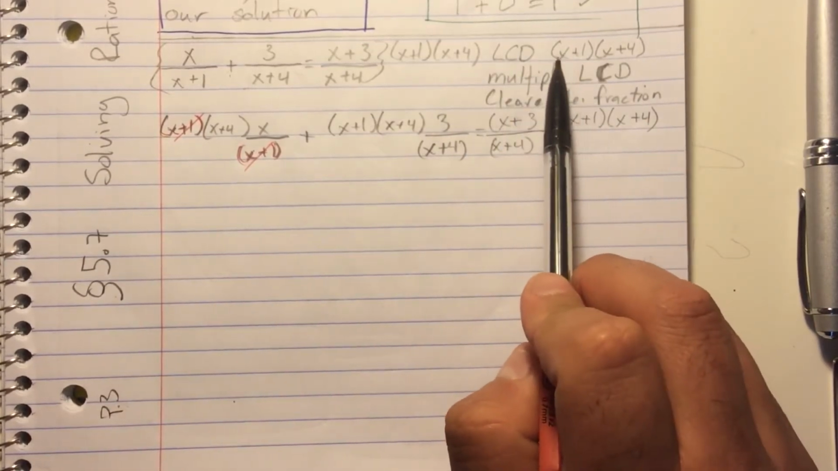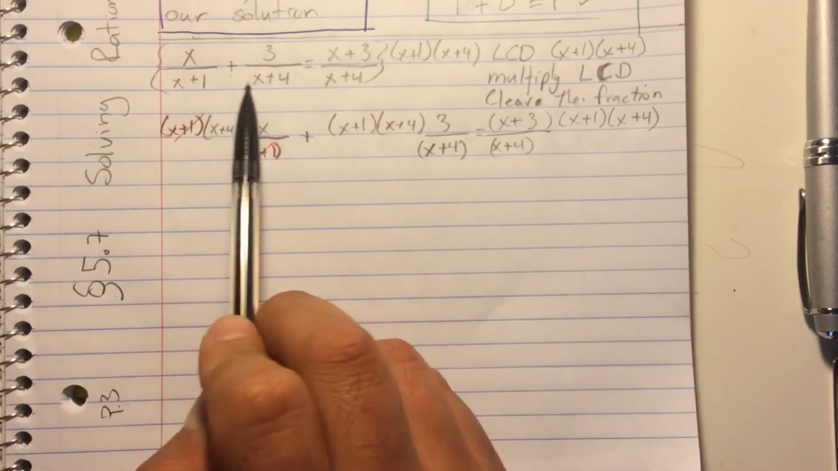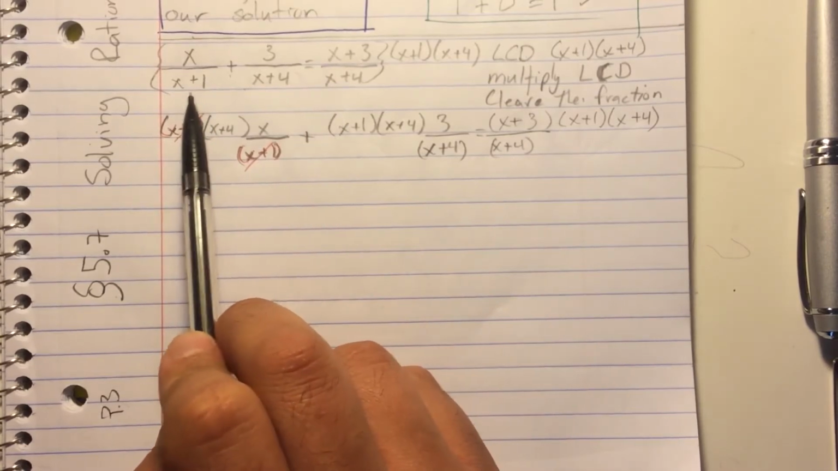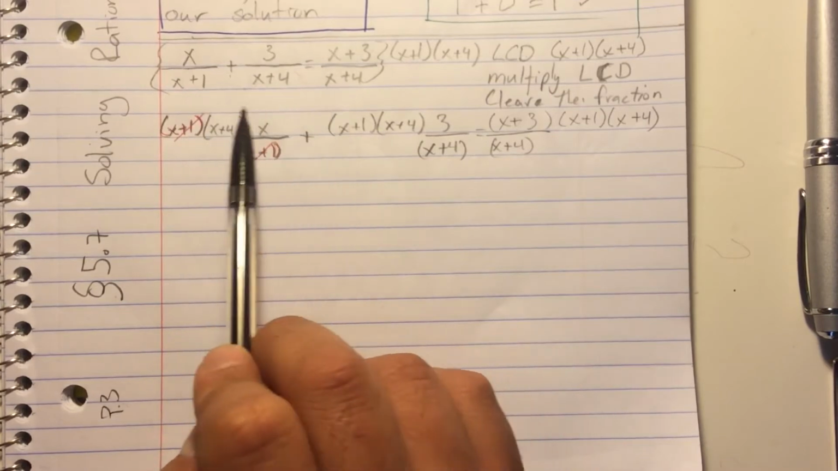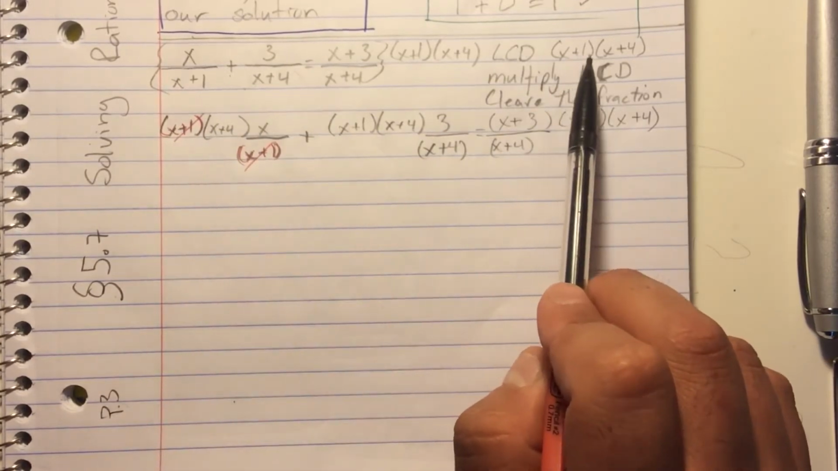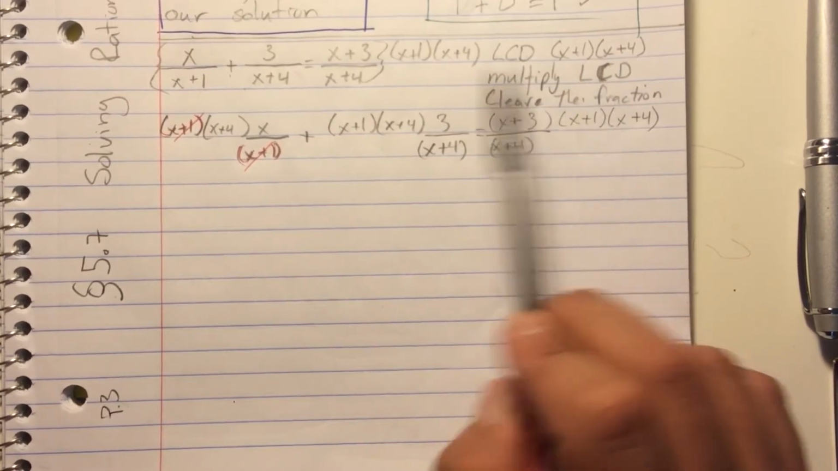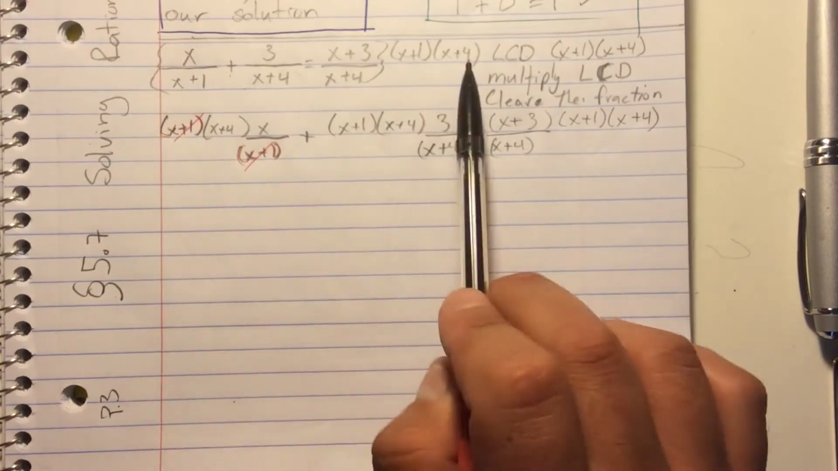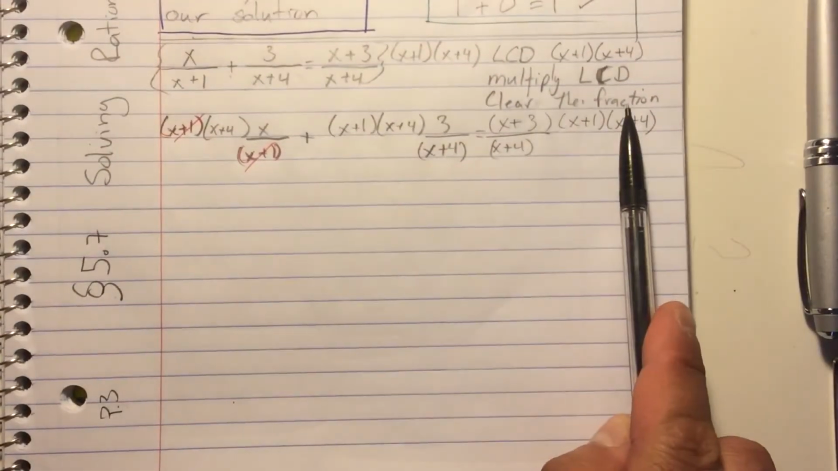Our LCD ended up being x plus 1 times x plus 4, because if you look at the denominators, we have an x plus 4 here and an x plus 1. To find a common one, we can just multiply these two and make all of them x plus 1 over x plus 4. So we're going to multiply the LCD to all three, like we did here, in order to clear the fraction.